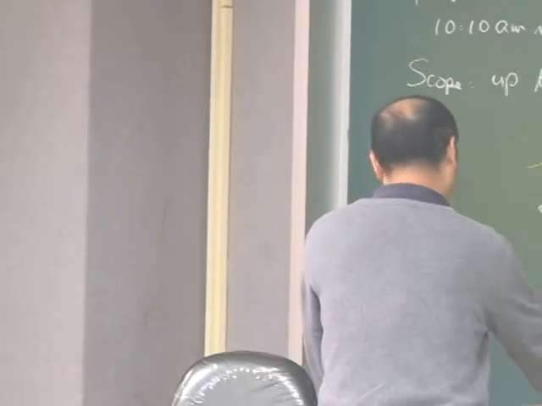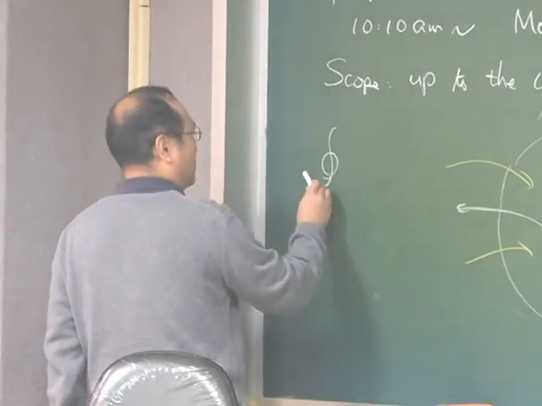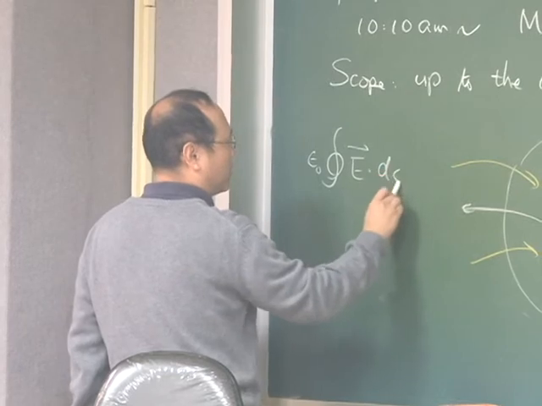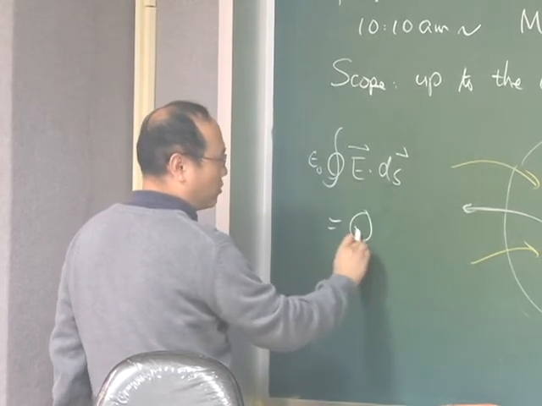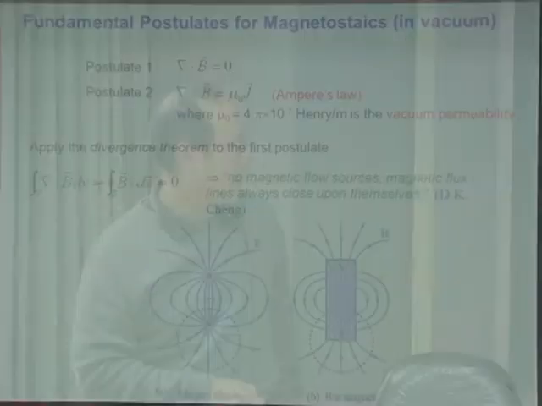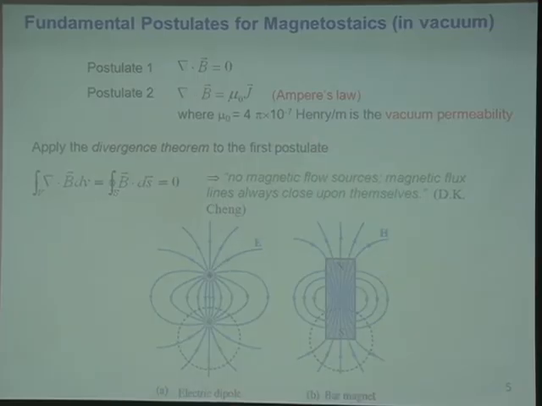because you have epsilon naught E and surface integration equal to the total charge inside. Okay, for electric field. But for magnetic field, this surface integration has to be equal to 0, cross-surface integration.